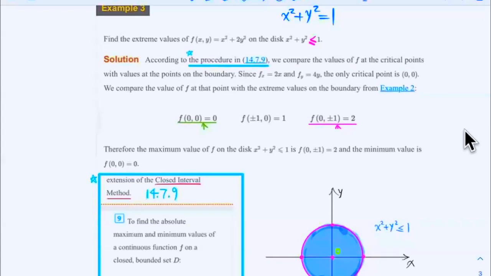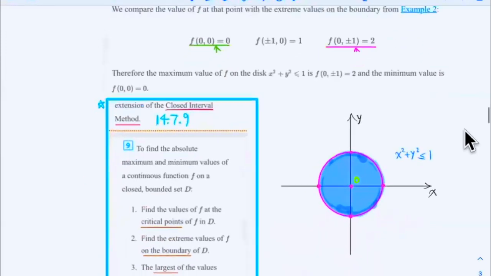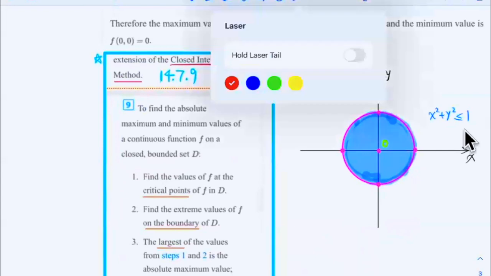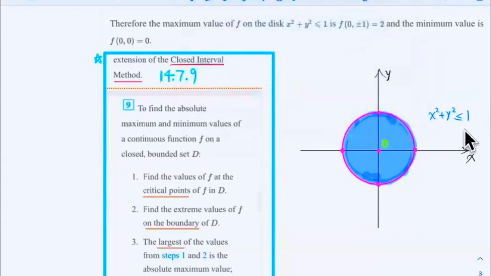Now, that is going to go back to the closed interval method. Remember, here I put down the review for the closed interval method. Remember in 110A, we talked about the closed interval method. This is similar. This is like a closed set. A closed set is a set that includes all of its boundary, so each single point on the boundary is included.